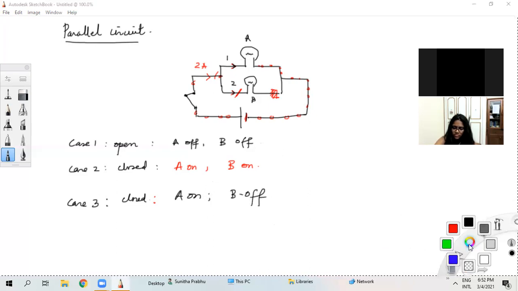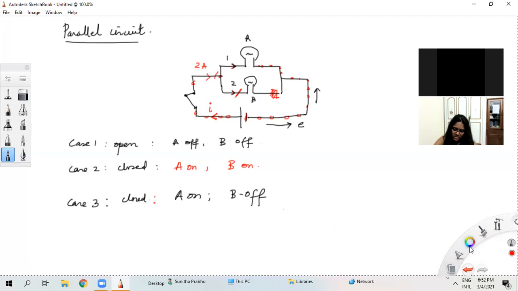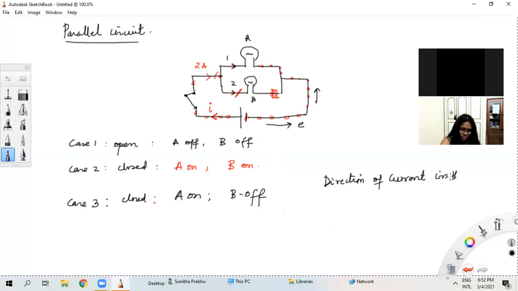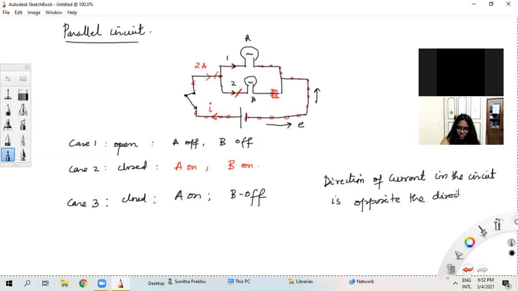Another thing to bear in mind, Sana: actual electrons are going to move in this direction here, but conventionally we say current is flowing in the opposite direction. Why do we say that? That's a convention in electricity. This is a very important thing for you to remember: the direction of current in the circuit is opposite to the direction of flow of electrons.